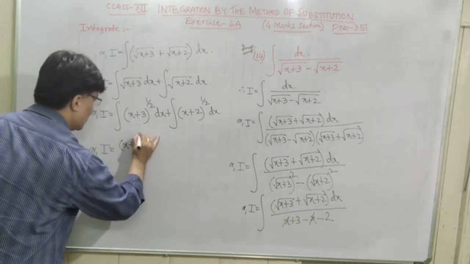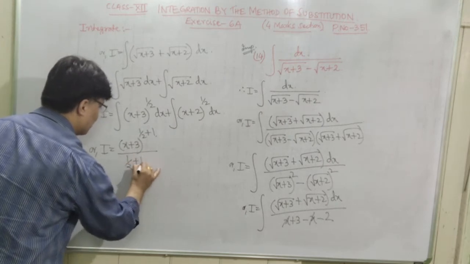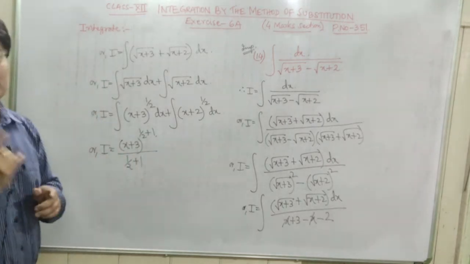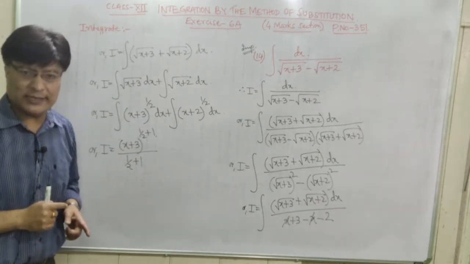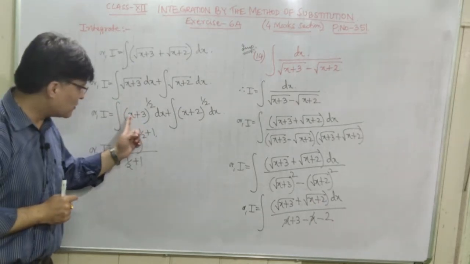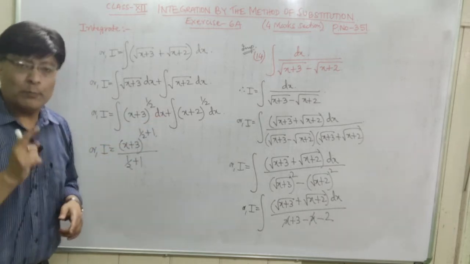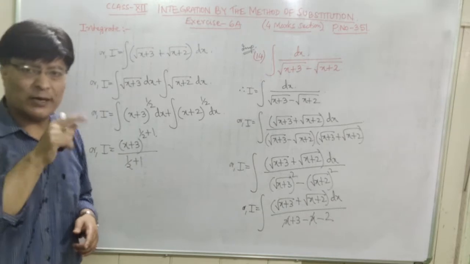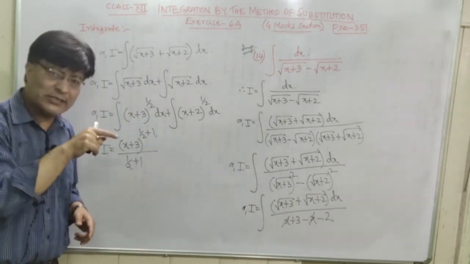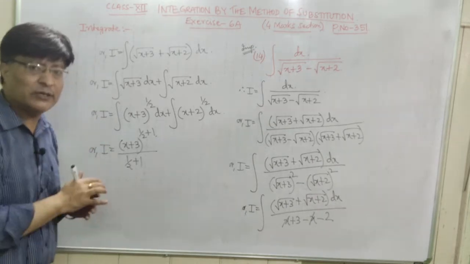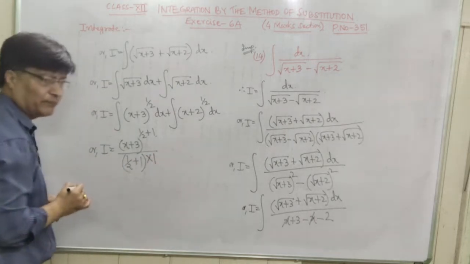So what is this integration? x plus 3 whole to the power half plus 1 divided by half plus 1. But which function is taken as x here? x plus 3. Again you have to differentiate it. So what is the differentiation of x plus 3 with respect to x? It is 1 plus 0, which is 1. In case of differentiation, you have to multiply by the differentiation of x plus 3, that is 1. But since this is the case of integration, you have to divide it by 1. You have to divide it by what? 1.